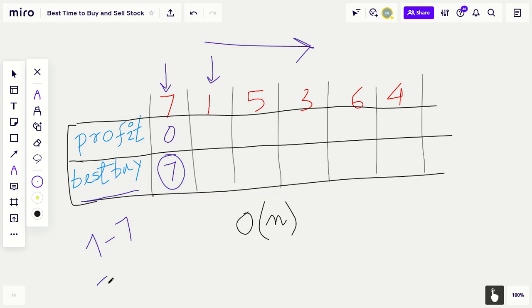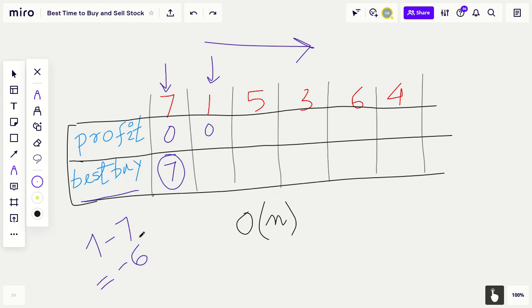Is it a good option? No, because if we do not do this operation, that is buying at 7 and selling at 1, we still have a profit of 0. Okay, so 0 is greater than -6, so obviously we are considering 0.